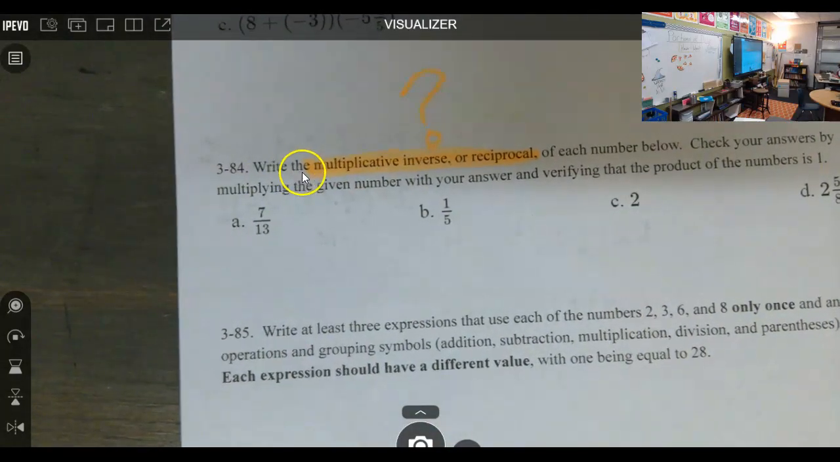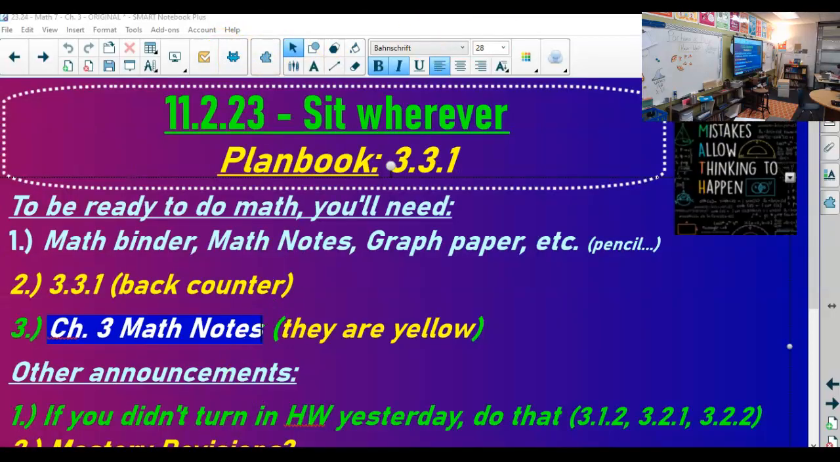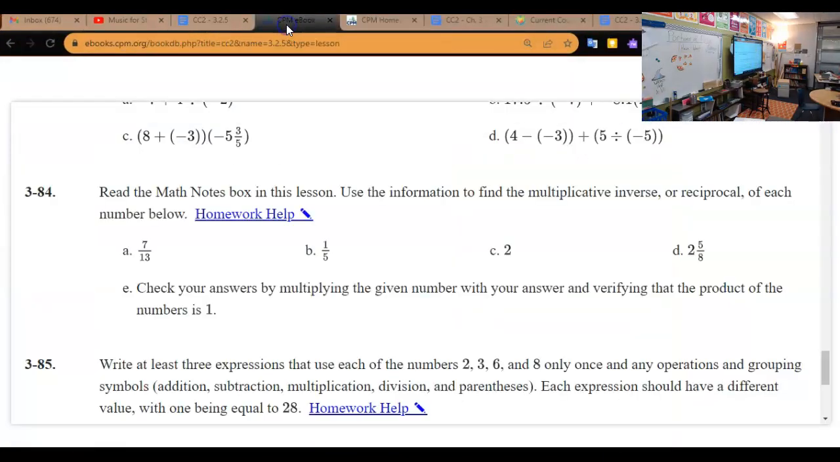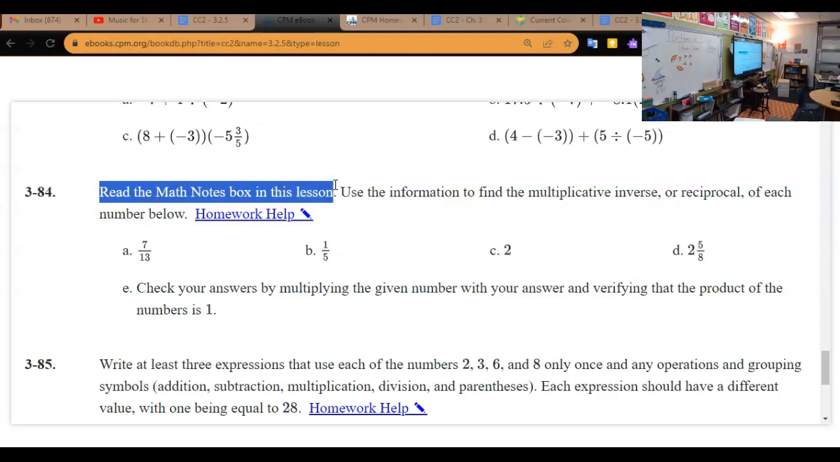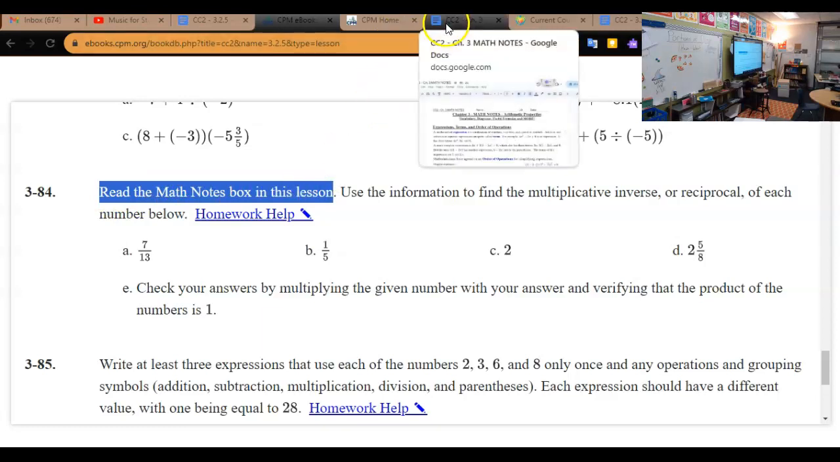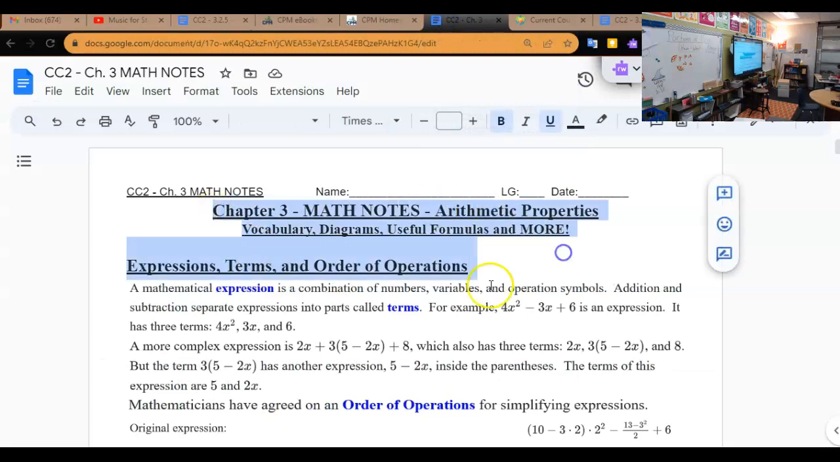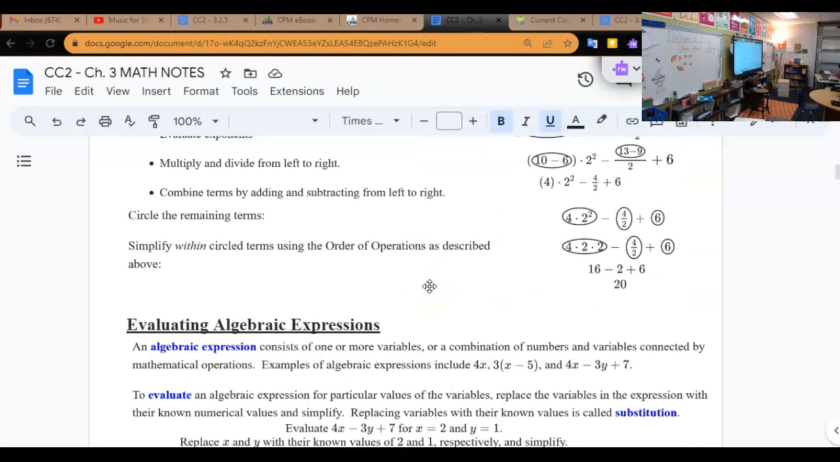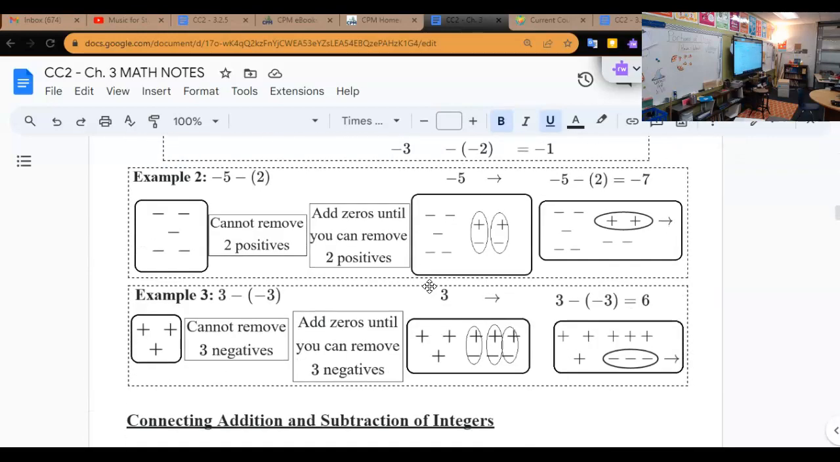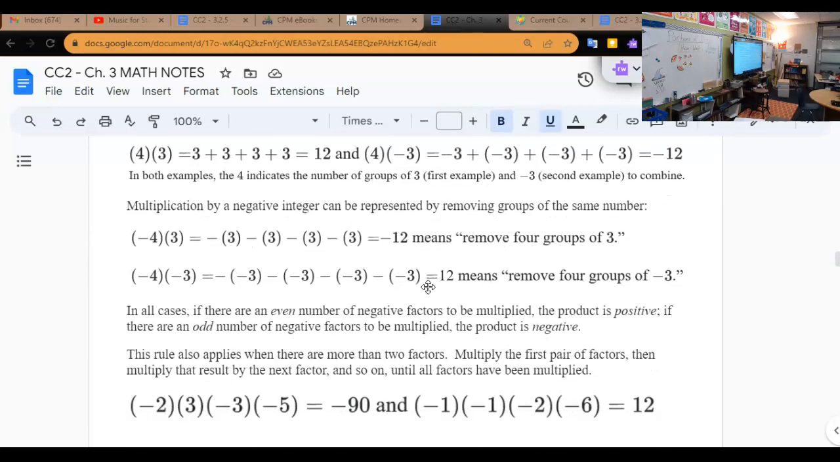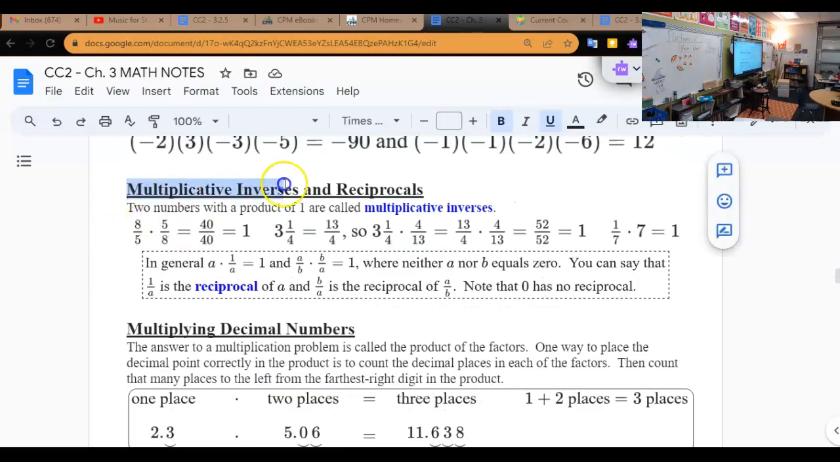Math notes. Now, I have changed what is written here, but if you went and looked at the actual textbook, the textbook says read the math notes box in this lesson, but I made your life easier. I put all your math notes together in a packet. So if you open your math notes and flip to the third page, it's the front of the second page. Multiplicative inverses and reciprocals.